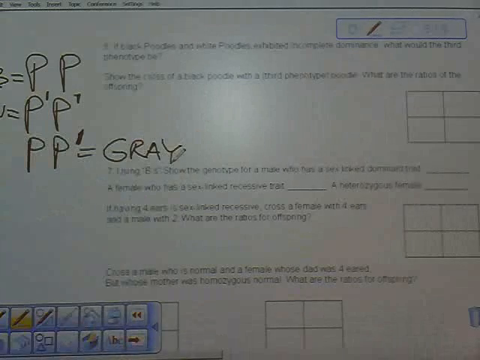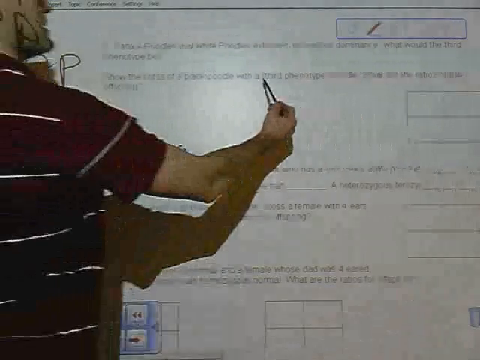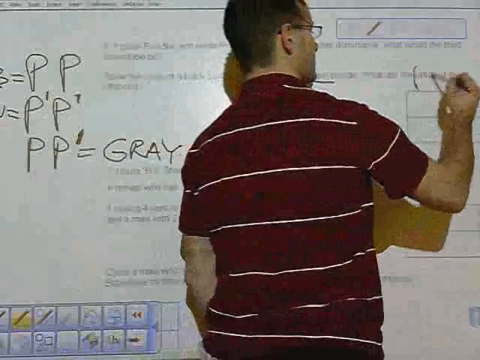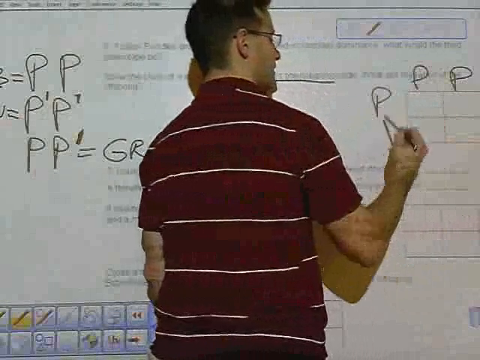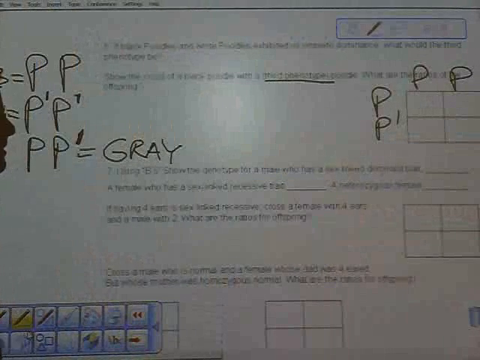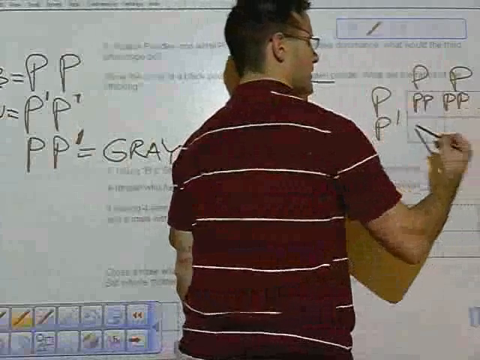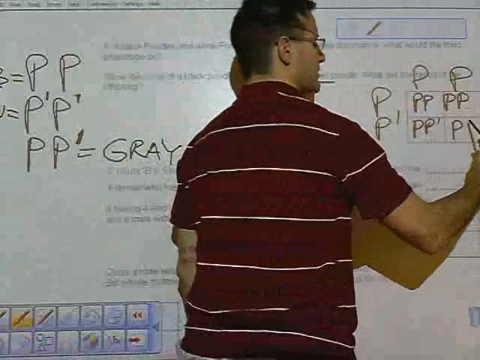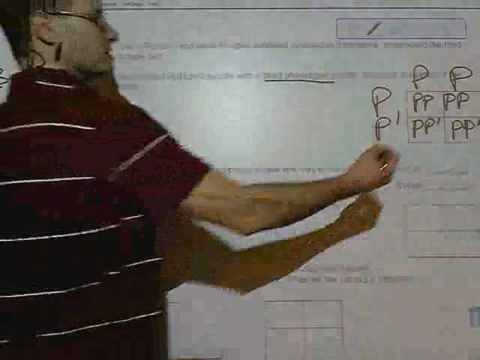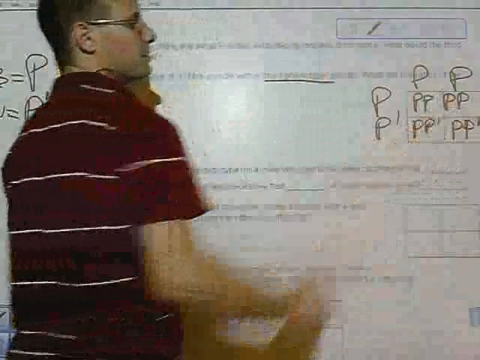So, showing the cross of a black poodle with a gray poodle, the third phenotype being gray. What are the ratios? We have the offspring. There's our black poodle. There's our gray poodle. So you're going to get on top, big P, big P. The bottom is going to be P, P prime. Always put the prime second, so they kind of hang off the edge and are a little bit easier to identify. So you're going to get a 50-50 ratio of both genotype and phenotype, so that's a 1 to 1.